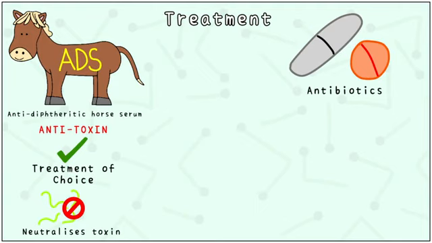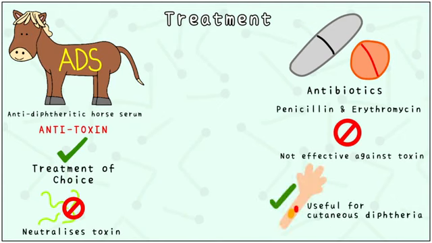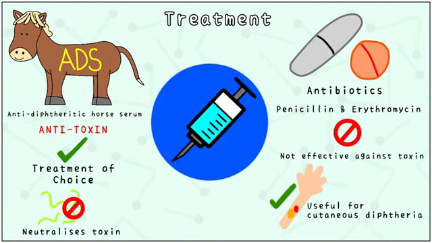Antibiotics may also be used, mainly penicillin and erythromycin. These are not effective against toxins, only against the organisms. That is why they are used for the treatment of cutaneous diphtheria as well as to kill any bacteria that may be present. Another important aspect of treatment is the prevention of this disease, which we will discuss in another video. I hope this helps you remember all the characteristics of diphtheria.